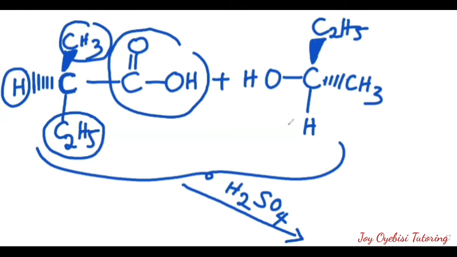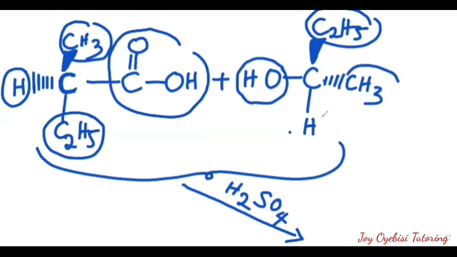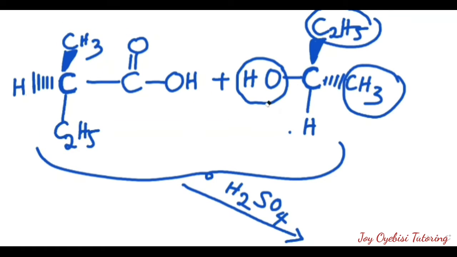And if we go to this alcohol, the same thing happens here. We have this hydroxyl group, an ethyl group, a methyl group, and hydrogen: 4 different groups attached to this carbon. So this is also a chiral compound, and the chiral center is this carbon. So when 2 optically active compounds like this combine, what product are they going to give us?